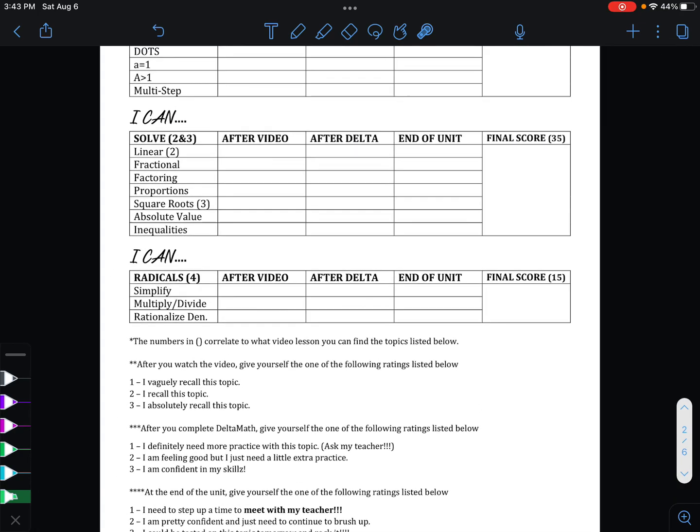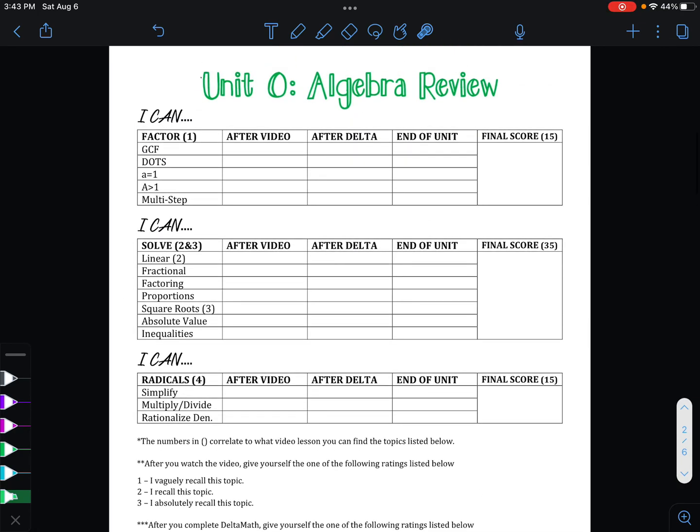I don't want this week to end and you still feel iffy about any of these topics. So make sure you email me, pop in the math office, or talk to me in class so that we can get this stuff figured out. I want you to feel super confident with each of these. It's going to take some work, and that's okay. We can do it together.